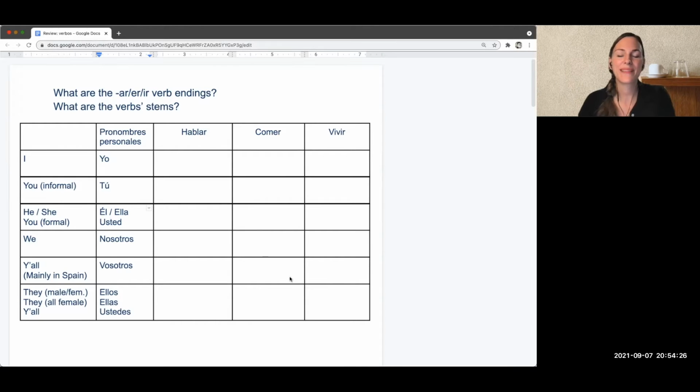Hola, clase. Let's do some verb review. Okay, so first, what are the AR, ER, IR verb endings? So if we have hablar, what's hablar? To speak. Here's our stem, habl. Take off the AR, right? Take off your ending. Okay, so each one of these is going to have habl.